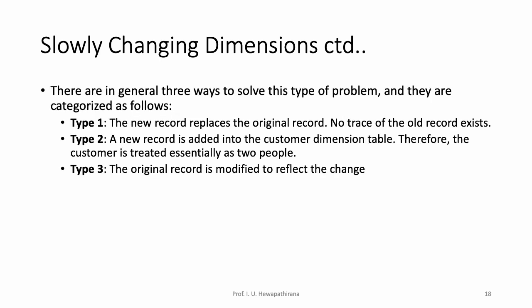There are three main ways we can identify to solve this problem. Type 1 is basically we replace the original record and there will be no trace of the original old record. That's type 1. And then type 2, we can add a new record about the customer. So now the customer is treated as a new customer, so we have two records for the same person. Then type 3, the original record can be modified to reflect the change.